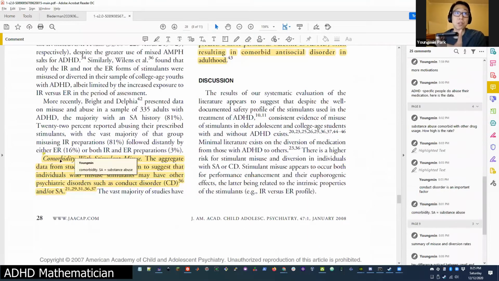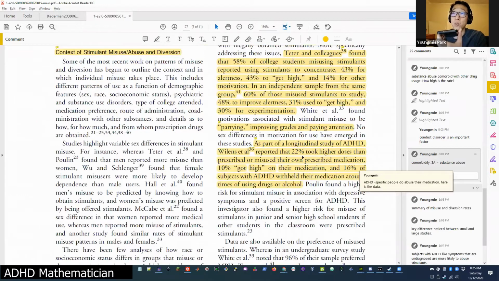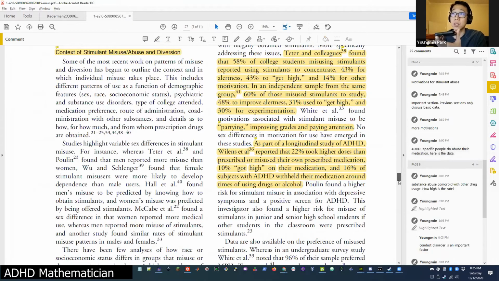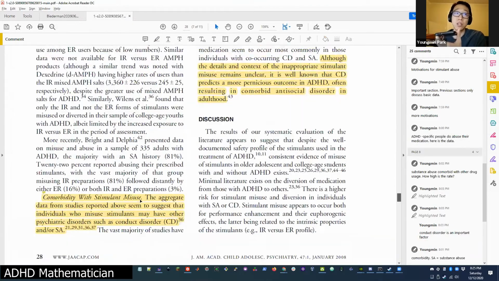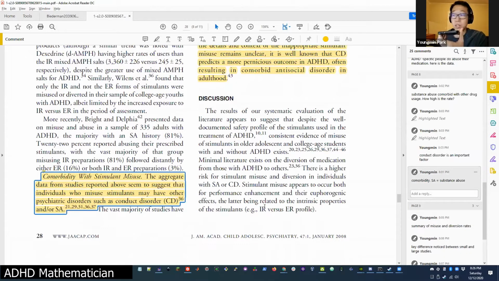Comorbidity with stimulant misuse. The aggregate data from studies reported above seem to suggest that individuals who misuse stimulants may have other psychiatric disorders such as conduct disorder, CD, and/or SA, substance abuse. That's what the SA stands for. And this is a really important point. That might be a huge proportion of the 22% that took higher doses than prescribed or misused their own prescribed medication. They might have some other underlying issue, such as conduct disorder and/or just general substance abuse.